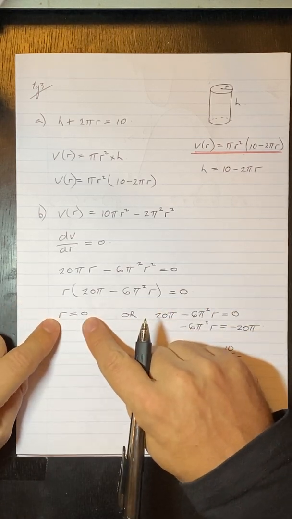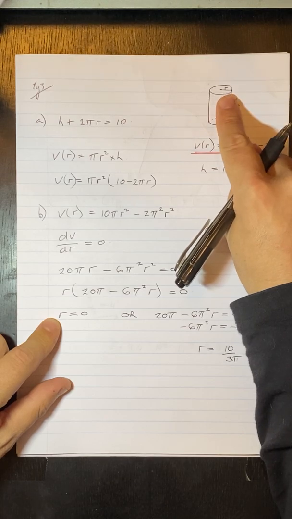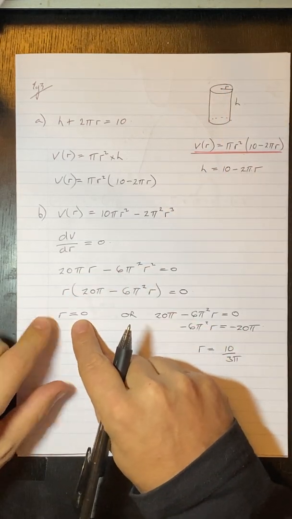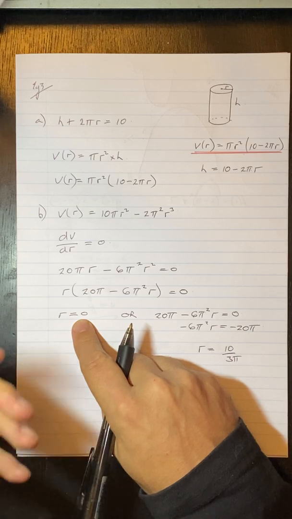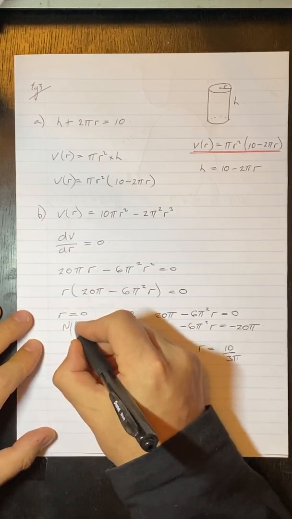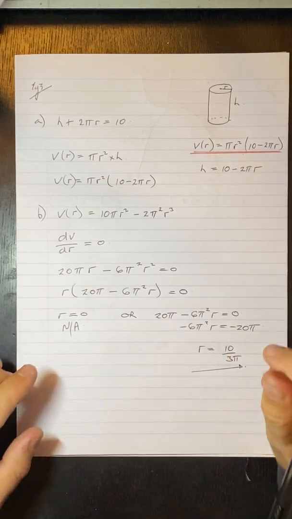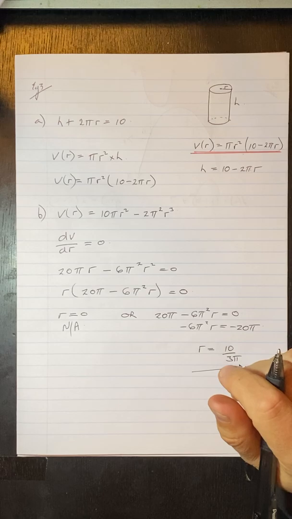So, if our R is 0, it means that we don't have a cylinder. So this is a minimum, okay? Now, remember what the question was saying? We want to find the maximum. So we don't want a minimum, so that one's not applicable. So our R value that will give us a max is this 10 over 3 pi.